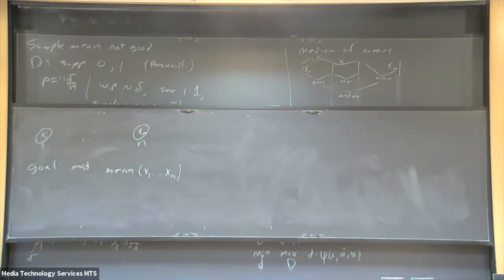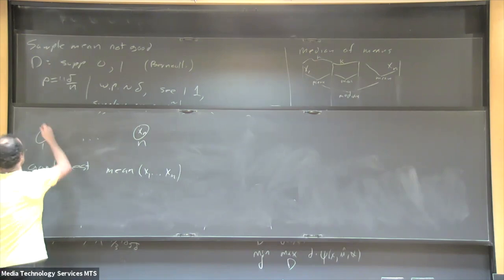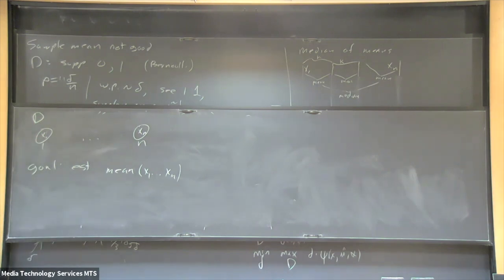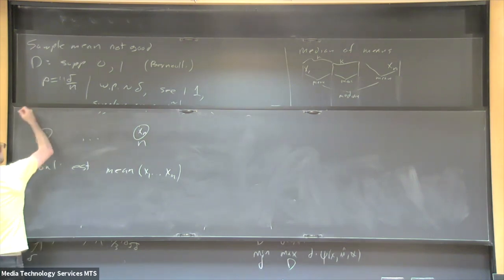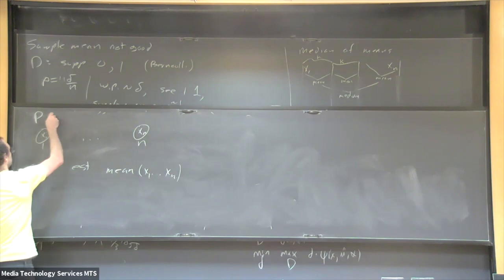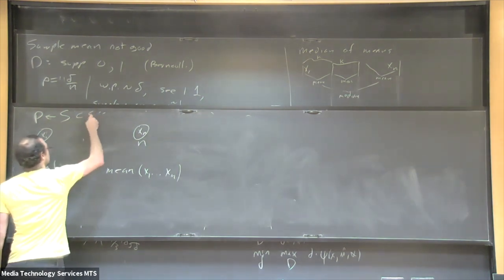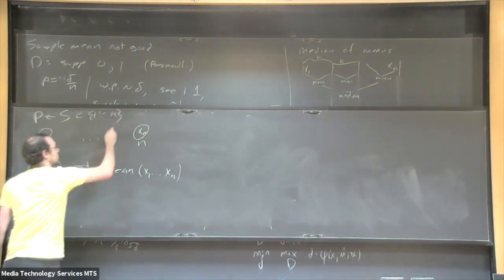What we receive is a sample set S. There's a distribution P, from which you get an entire sample set S. So S is a subset of 1 through n.